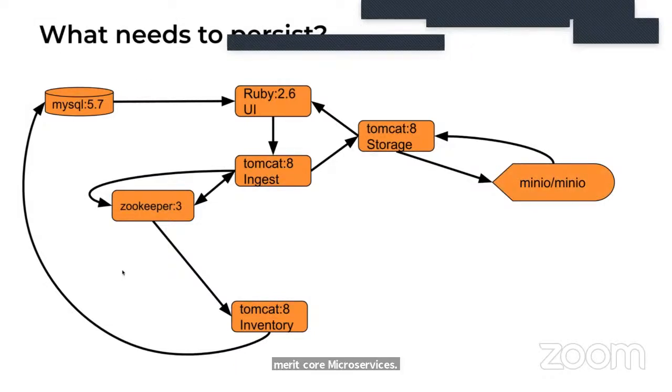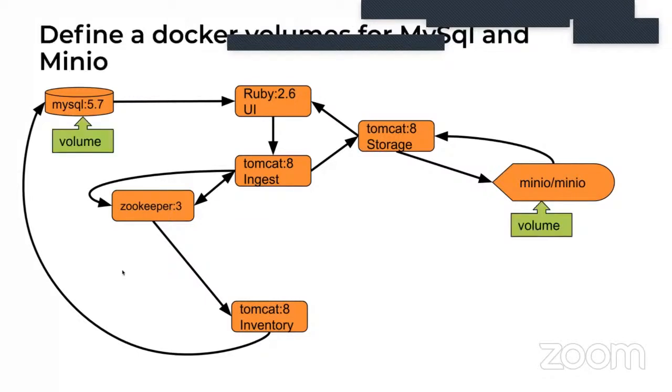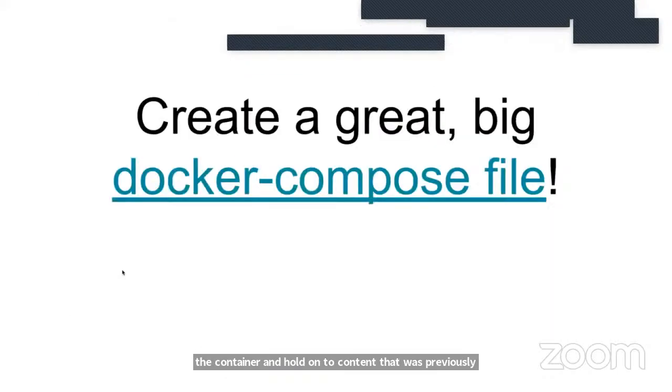The next decision we needed to make was to decide what content to persist from run to run when the stack of containers is stopped and restarted. For that, we determined we wanted to keep the content of the MySQL database and the content of the cloud storage service. By persisting those as Docker volumes, we're able to stop and restart the container and hold on to content that was loaded in a previous test. So all of this got captured in one great big Docker Compose file, and I'll have the link to the GitHub repo for this at the end of the presentation if you're curious to take a look.